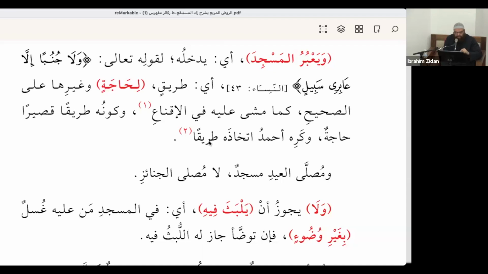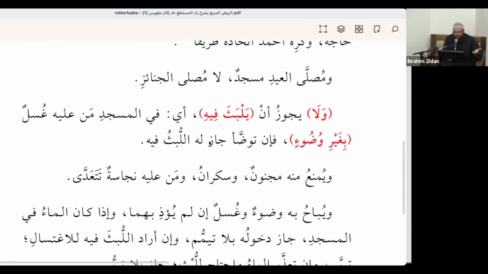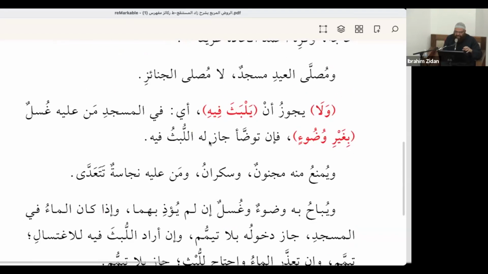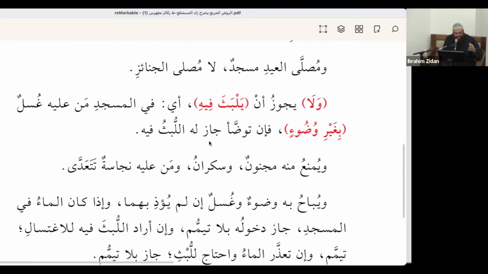If he makes wudu, can he make salah? The answer is no. So what does the wudu do? Just تخفيف الجنابة. It lessens the intensity of the janaba. فإن توضأ جاز له, what's permissible for him in this case?